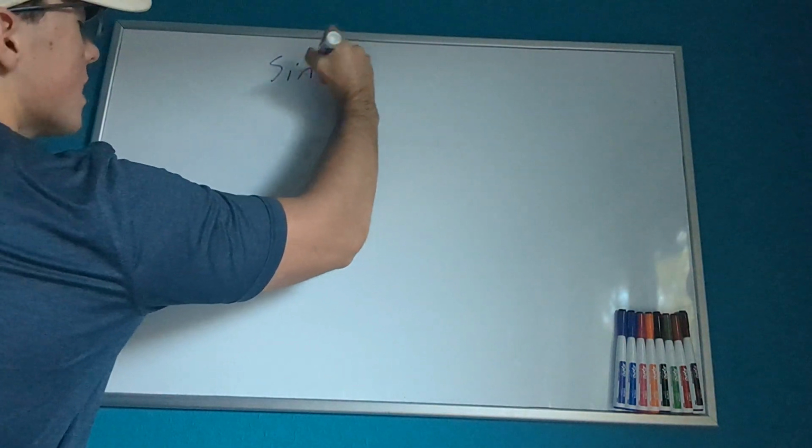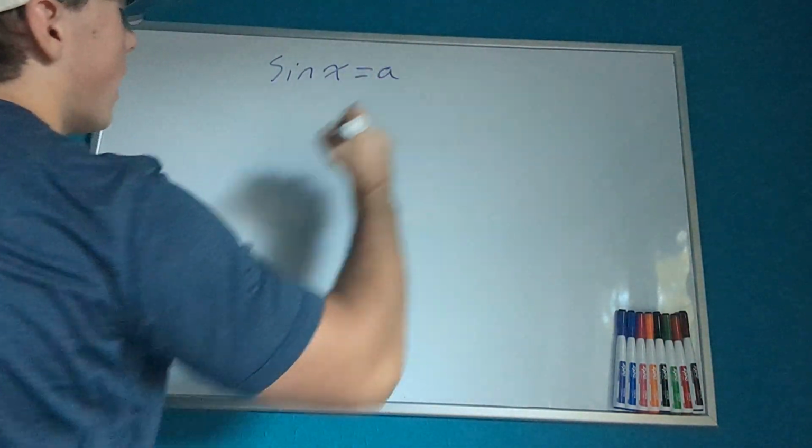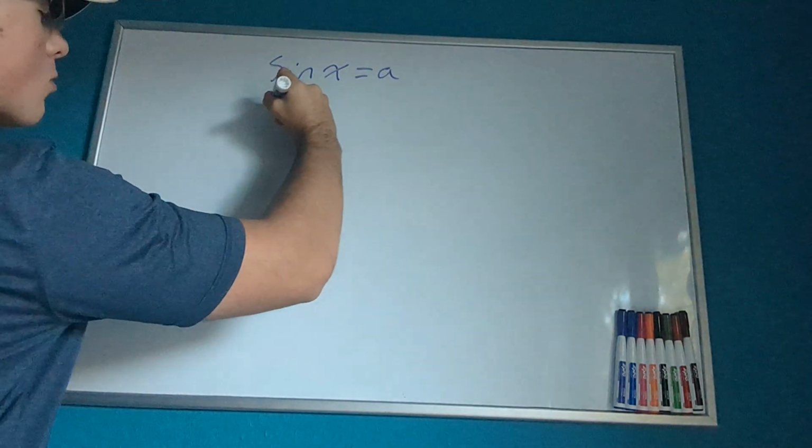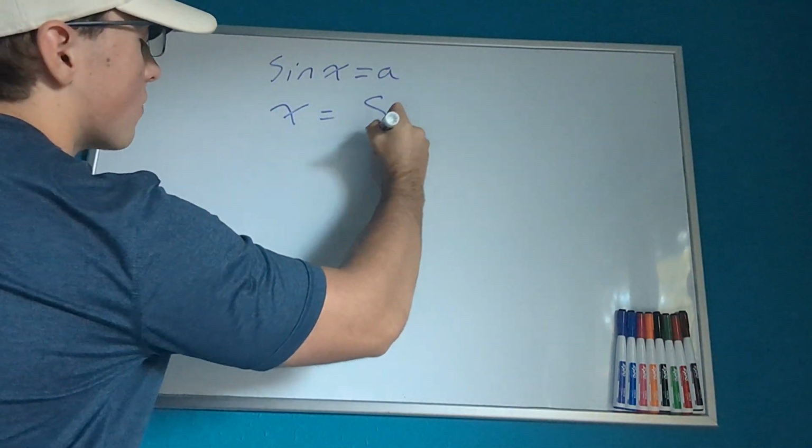Today, I want to talk about how to solve equations involving sine. So let's get into it. Let's say we have something in the form sine x equals a, and we want to solve for x. What does x equal? Well, we'll have two different branches of x.